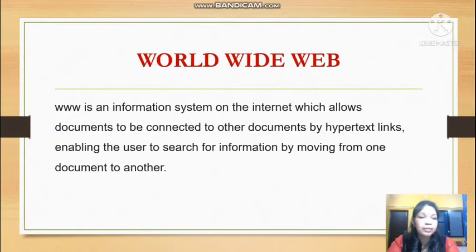Then World Wide Web. See, when you are talking about the internet, we cannot forget about the World Wide Web. This is the location where all the websites are saved, and with the help of software, we search the data from there. You must have seen that whenever you type the address of any website, you type triple W in front of it. That is the World Wide Web. It is an information system on the internet which allows documents to be connected to other documents by hypertext links. Like from one website to another, you can jump from one location to another.